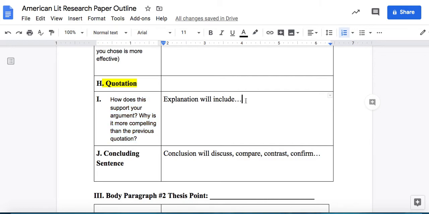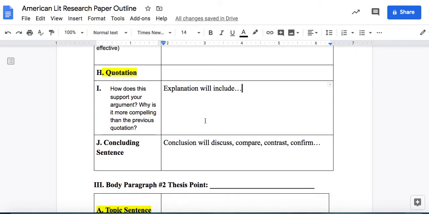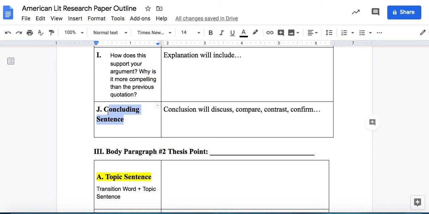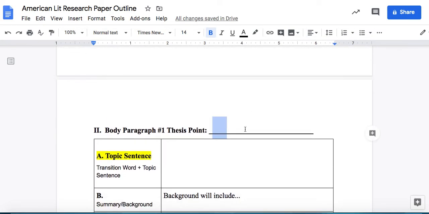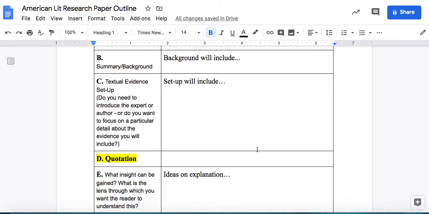So your explanation will include why this position holds more water, why it's more accurate, why it's more effective for the American people, why it's a better moral choice, whatever that explanation is going to include. And in your concluding sentence, you want to discuss, compare, contrast, confirm. You want to make sure that you pull it all together and that your opposition is as defeated in terms of this particular point as possible. And to that, if you want to just drop your thesis point from your thesis statement in each of your body paragraphs, that is fine.